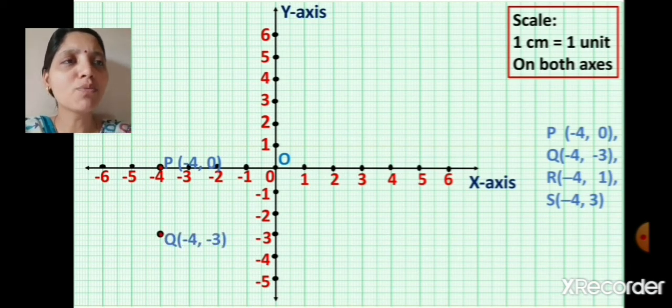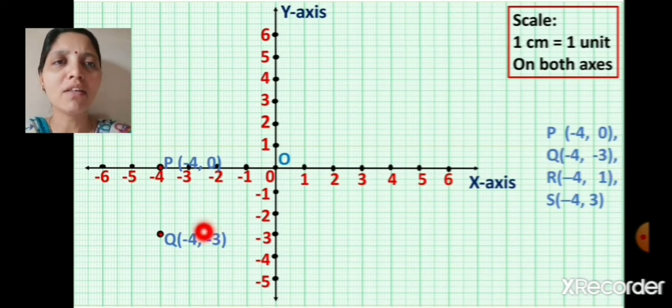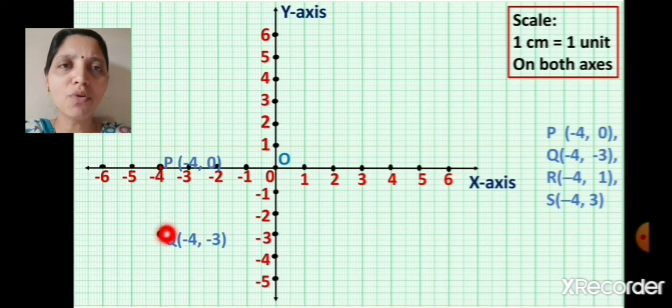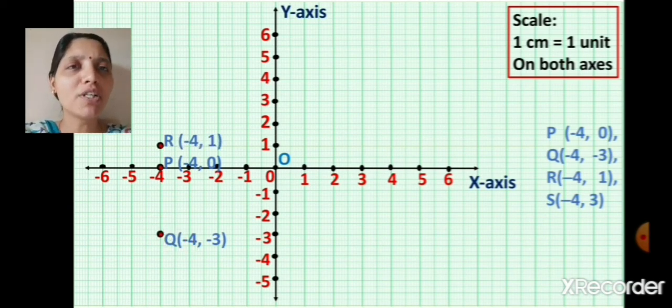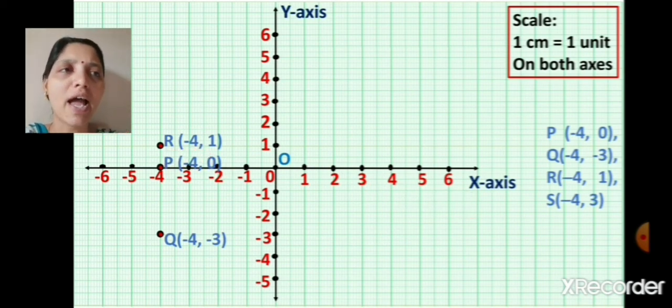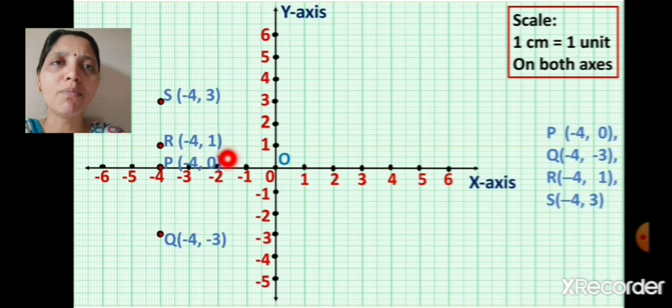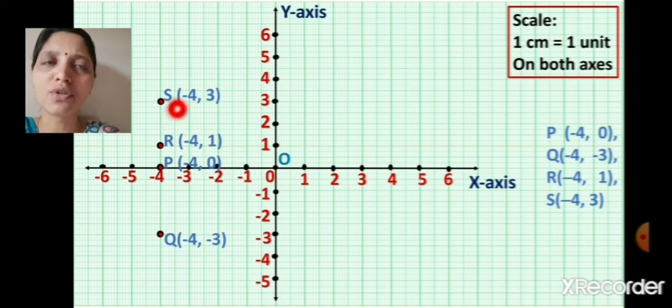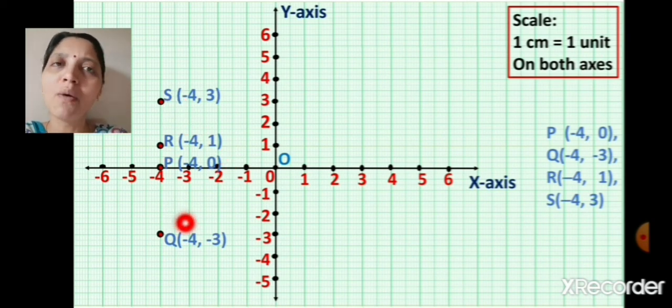Now the next point is point Q, minus 4 and minus 3. Both are negative coordinates. So that will be in the third quadrant. So here from minus 4 we have to draw a perpendicular, and then from minus 3. So you will get this point Q. Then point R will be in the second quadrant, and point S again will be in the second quadrant. So this way we have to plot these points.